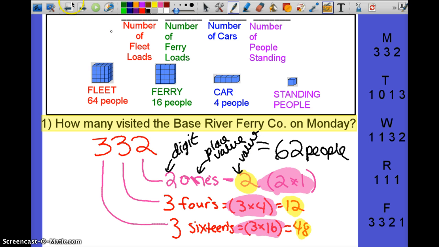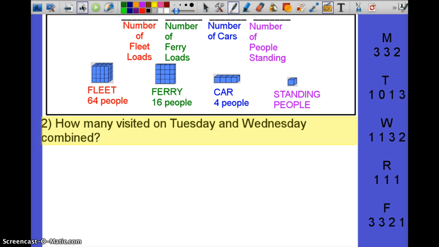I'm going to do one more example just to be really clear. This is the second question on the worksheet. How many visited on Tuesday and Wednesday combined? So you have to do 2 problems and then add to conclude.